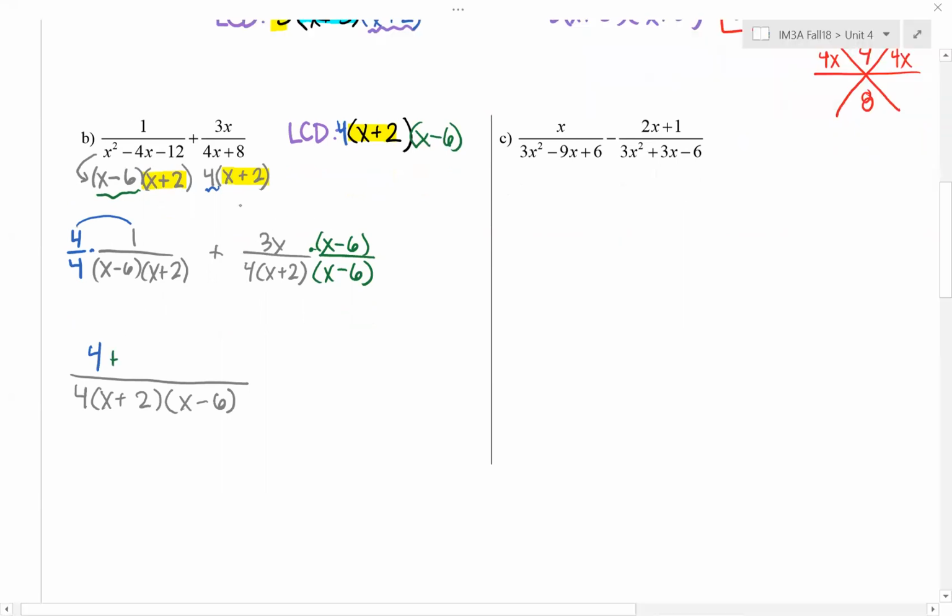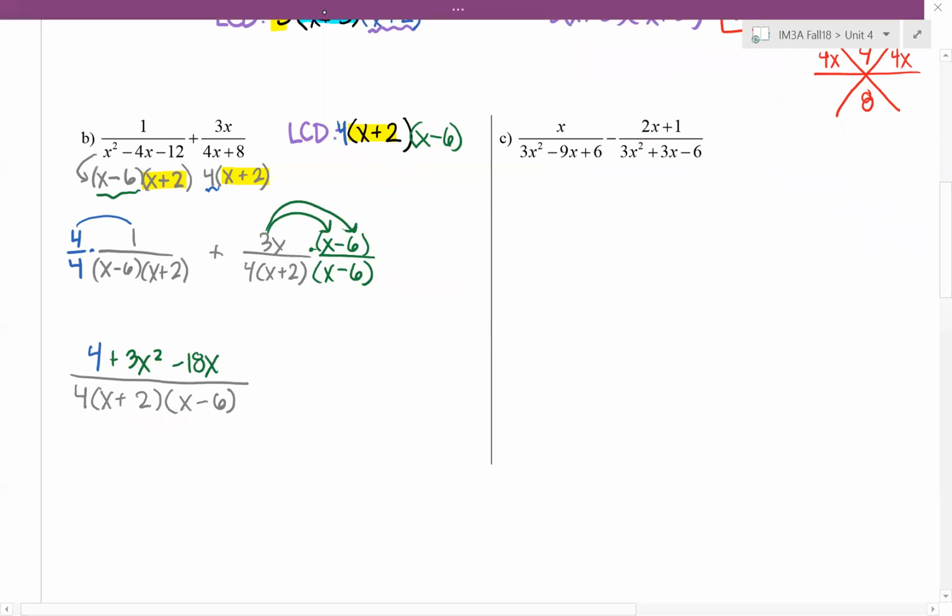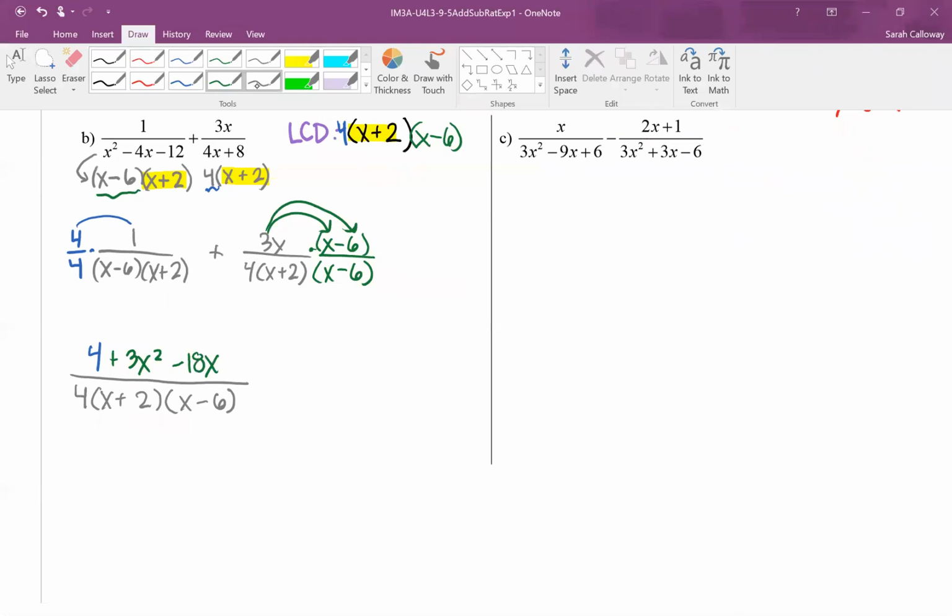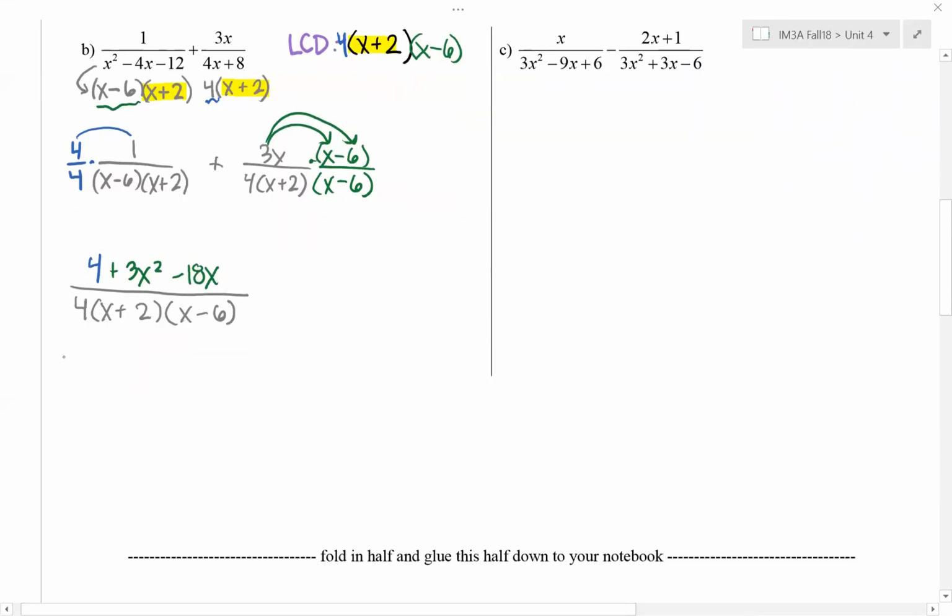3x times x, which is 3x squared. And then plus 3x times negative 6. So that's minus 18x. And so if we simplify this expression, we've got 3x squared minus 18x plus 4 over 4 times x plus 2 times x minus 6.